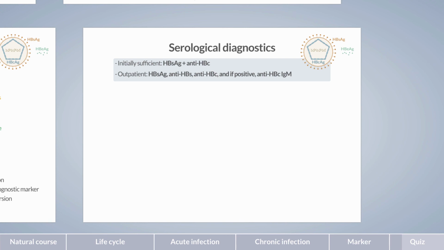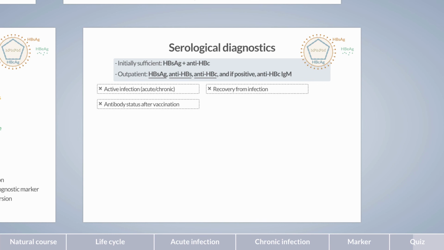If anti-HBc antibodies are detectable, anti-HBc IgM is additionally measured. This ensures that the majority of cases are covered and that the patient doesn't have to come back to the office for subsequent blood collection. The diagnostic test request comprises the 3 most important parameters: HBs antigen, anti-HBs antibody, and anti-HBc antibody. These 3 parameters can be used to identify active infection, previous infection, and status after vaccination. In addition, anti-HBc IgM antibody can be used to confirm acute infection.